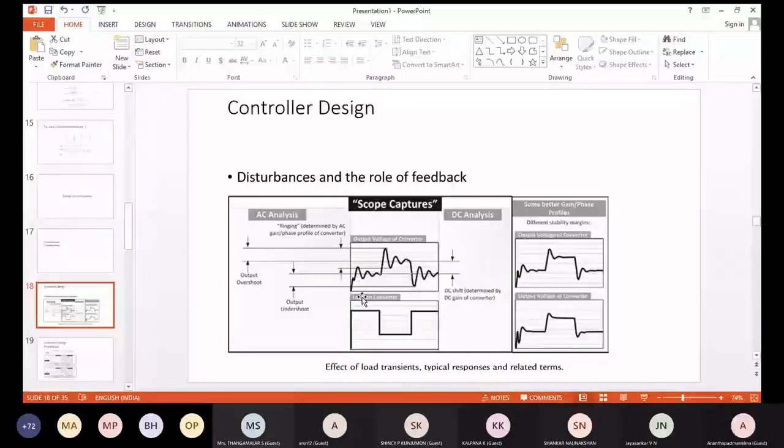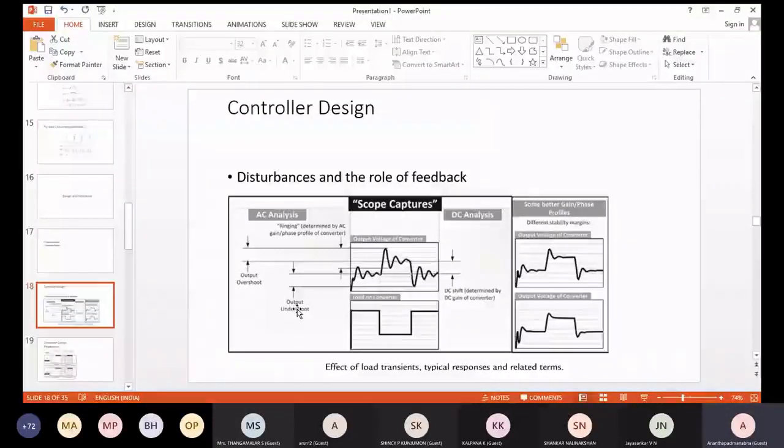You can see what is happening in the lower part of the converter: the load has come down, and after some time the load has gone up. So just two disturbances have happened here. I was telling you that one disturbance will be load disturbance, and the other will be input voltage disturbance. In this particular slide, I have taken only one disturbance, that is load.